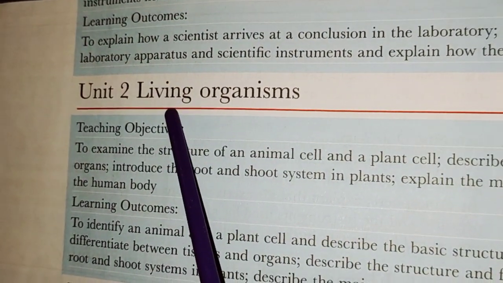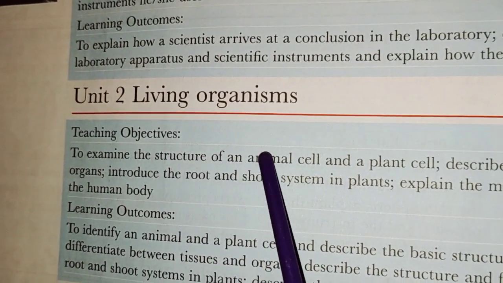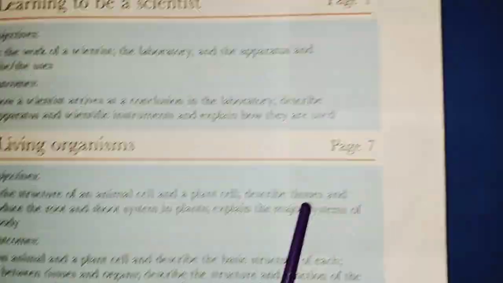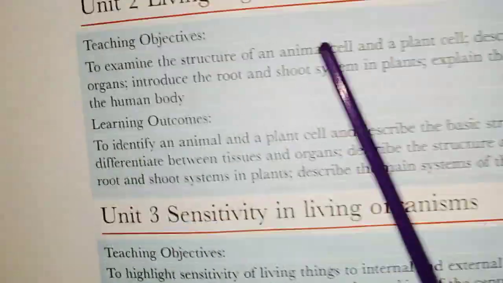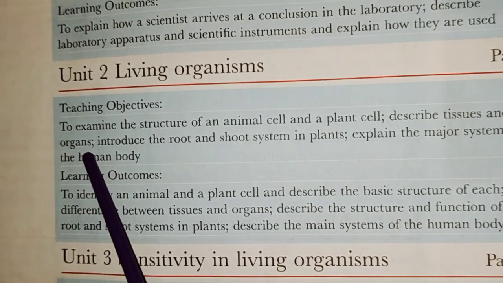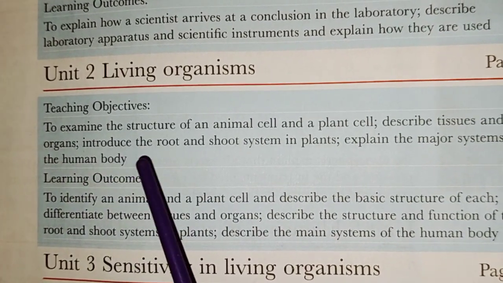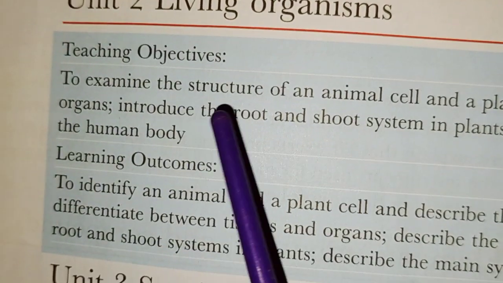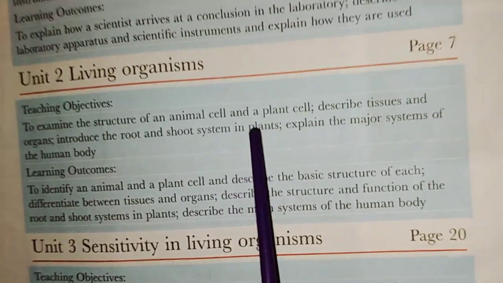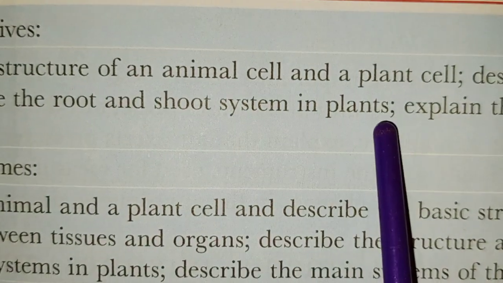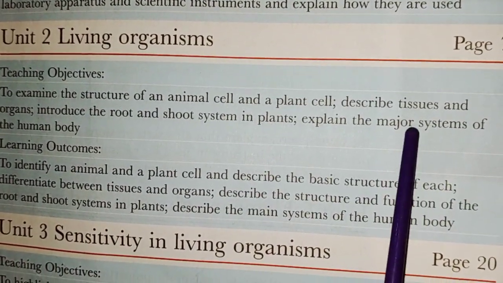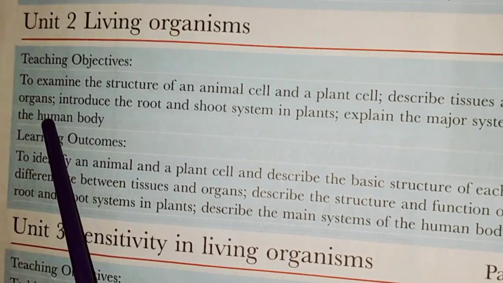Unit 2: Living organisms. Page number 7. Teaching objectives: to explain the structure of an animal cell and a plant cell. Describe tissues and organisms.